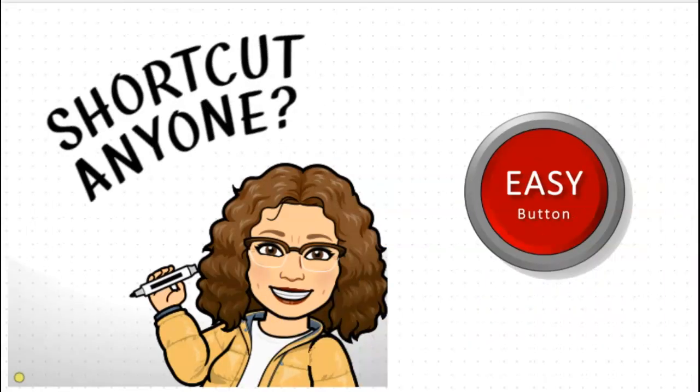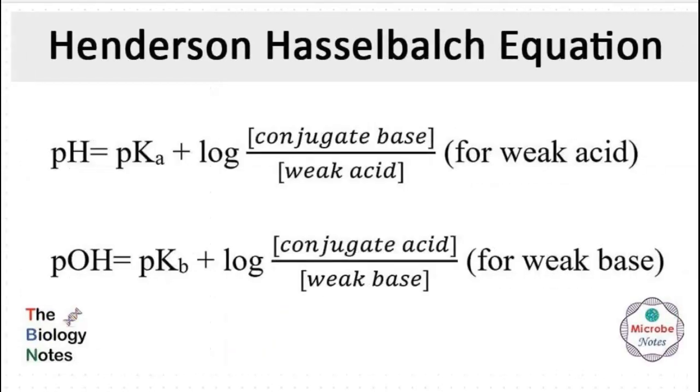But there's got to be an easier way, and there is. The ICE chart will always work, but we have an easy button. And the easy button, if you learn to use it, can save you a lot of time. You just have to remember it only actually is going to work if we're working with buffering solutions. The easy button is called the Henderson-Hasselbalch equation. And we have one for weak acid solutions, and you can see the pH, and we have one for weak base solutions, and you can see the pOH.